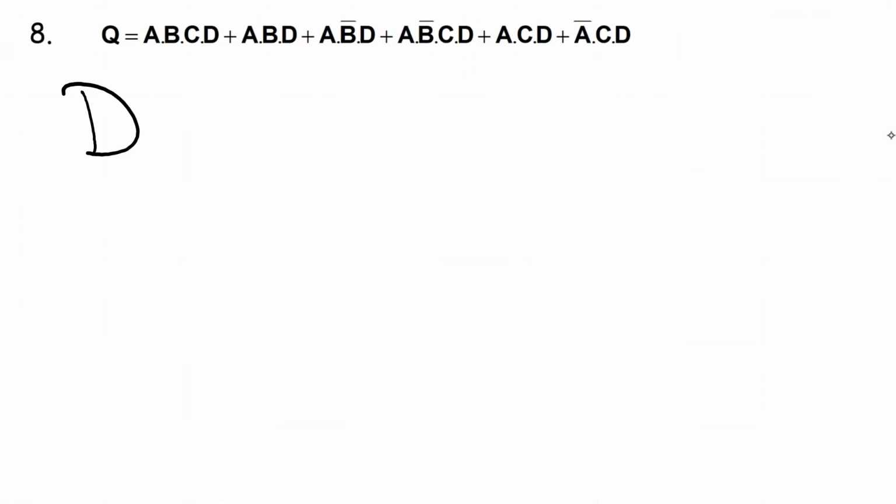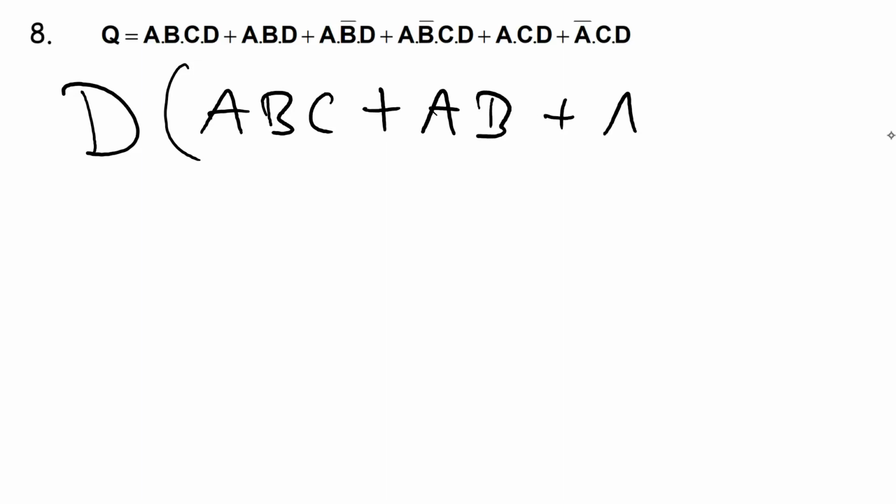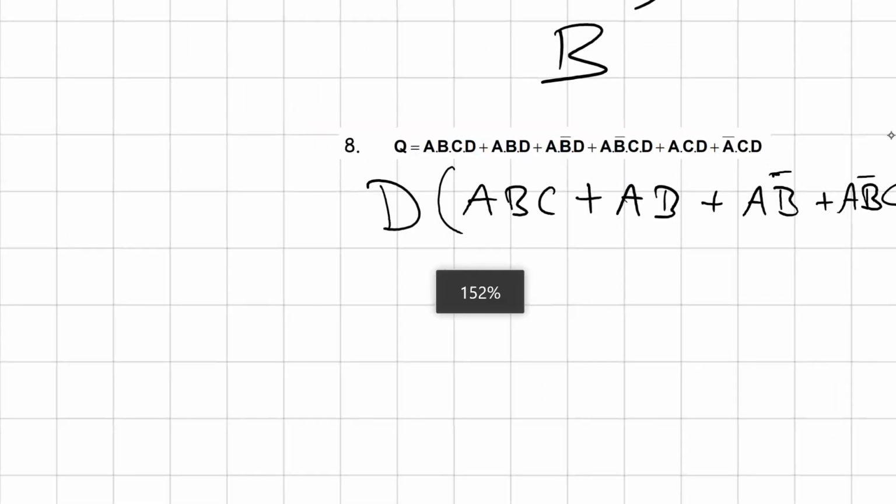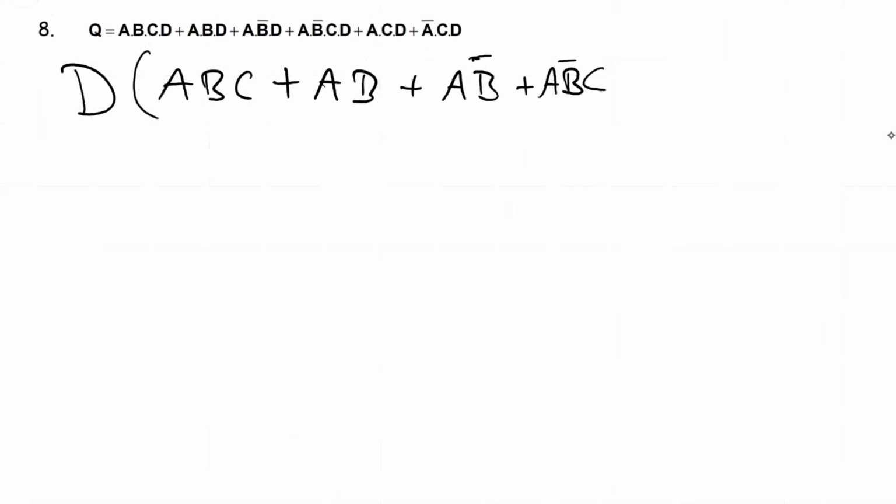So chuck D out, in the brackets: A, B, C, or A, not B, or A, not B, C, or A, not B, C, or A, C, or not A, C. Make sure it's clear that's not A. There we go. And close the brackets.